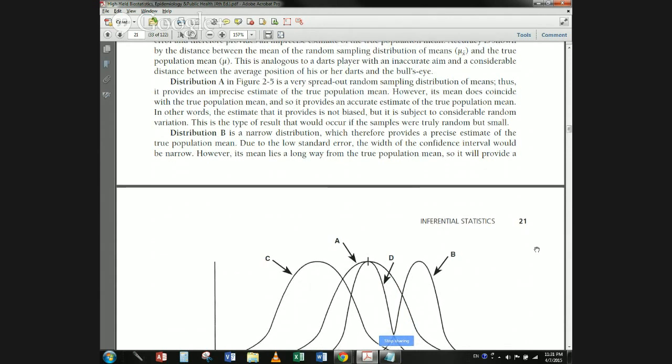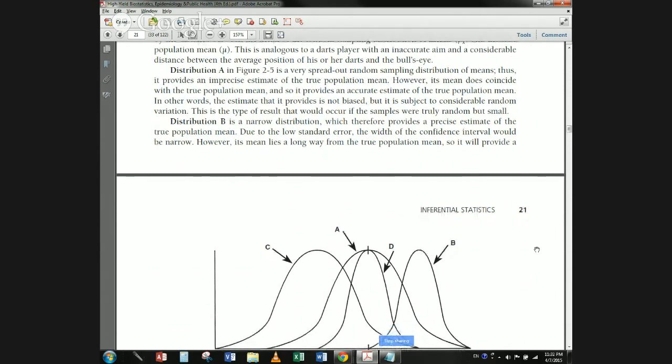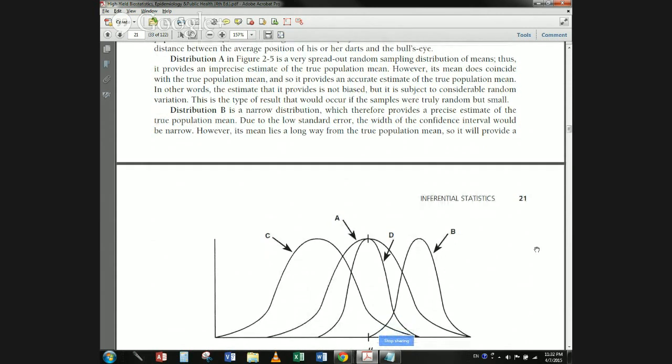Accuracy is shown by the distance between the mean of the random sampling distribution of means and the true population mean. This is analogous to the darts player with an inaccurate aim and a considerable distance between the average position of his or her darts and the bullseye.